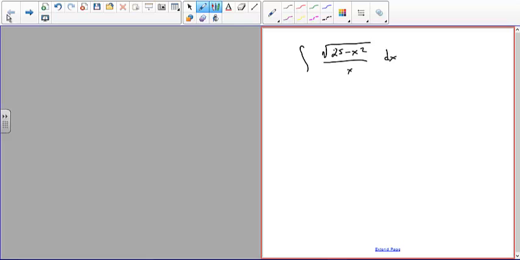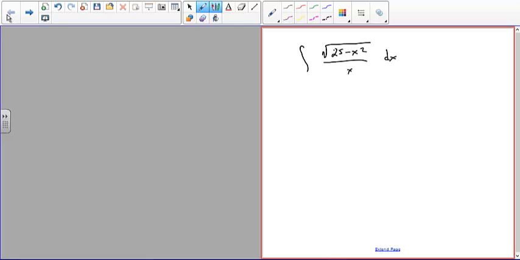Okay, so first thing we have to do is figure out which substitution is appropriate. So we have 25 minus x squared. So which one do we use? Asia, what do we use? Sine. Yes. So Asia says the sine, which is correct, which I knew she had the right answer because I looked at her paper.